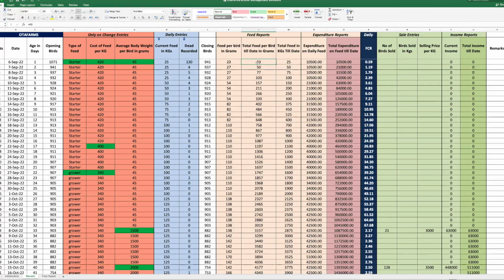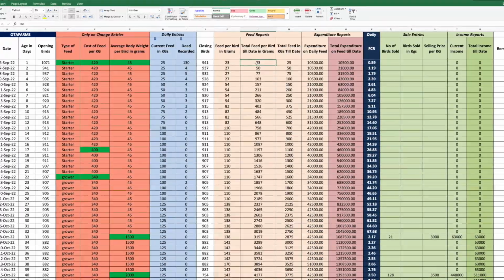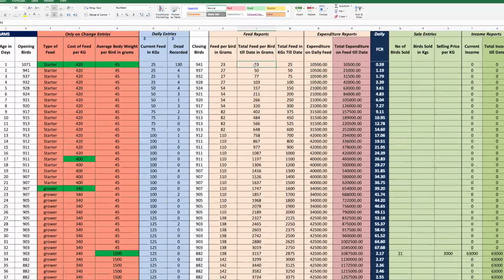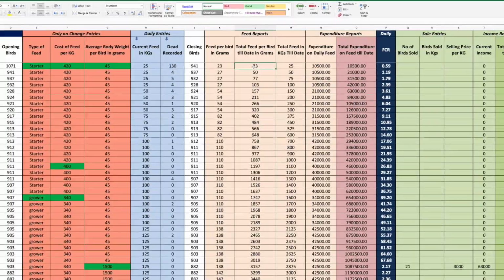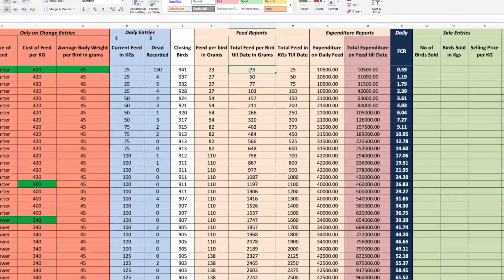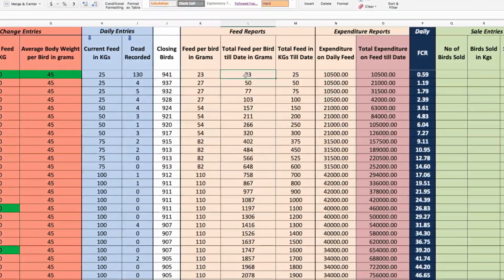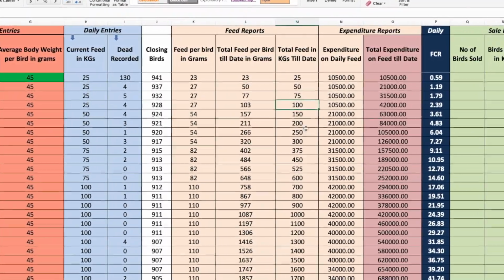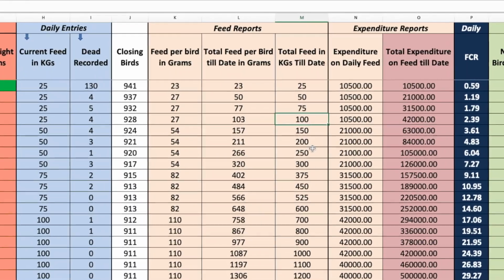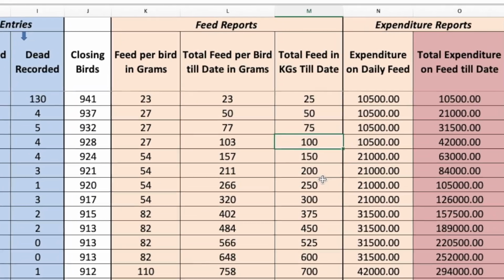In addition to calculating the feed per bird in grams, it will also give you the total feed per bird to date as well in grams. So it's a cumulative process that keeps adding the previous feed plus the current feed. It will give you the data for the total feed per bird to date in kilograms. In addition, you will also get the total feed in kilograms to date. So this one is pretty much just telling you how much each bird has consumed to this particular date.